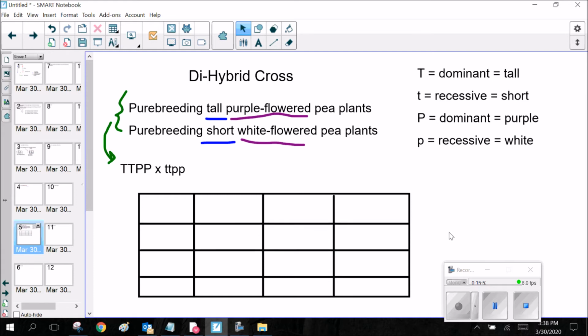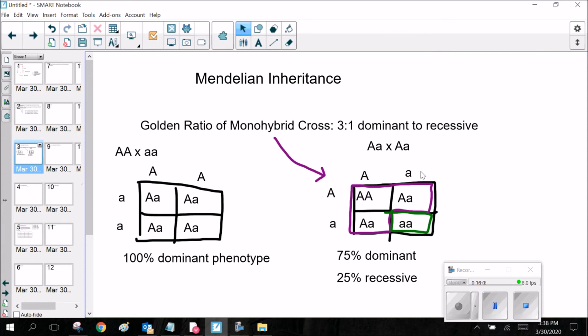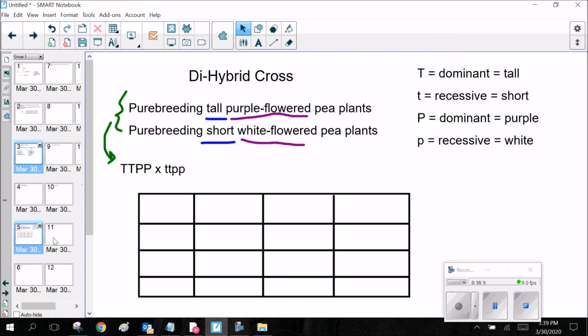Now, you're probably wondering how many boxes that gives you. Well, you have 4 down and 4 across. It gives you 16 boxes. Why 16? Well, because each trait has 2 alleles that code for it. When we were looking at the monohybrid cross, even though we were looking at just one trait, each parent had 2, and therefore we had 4 altogether, so 4 boxes. Well, now each parent is 4, so 4 times 4 equals 16. That's where you get those 16 boxes.